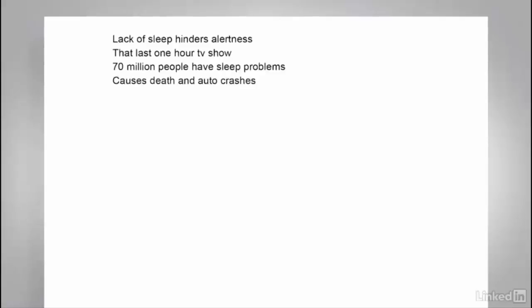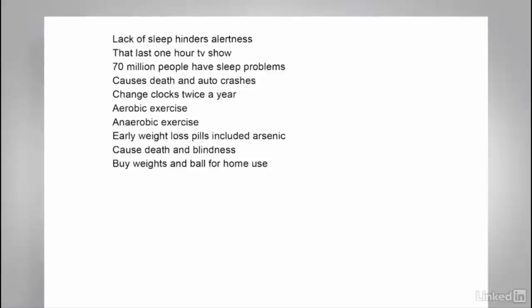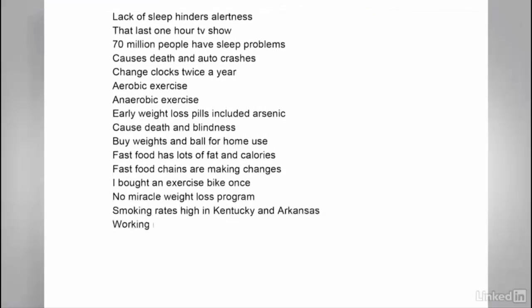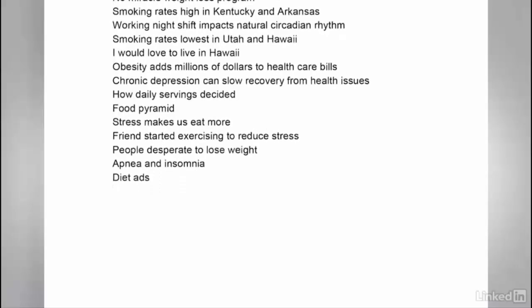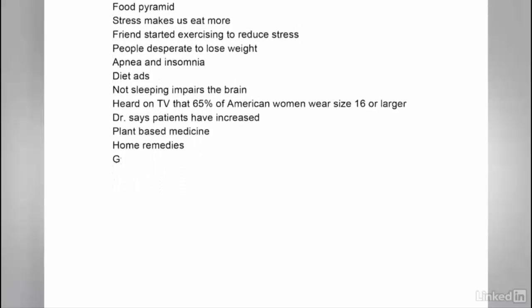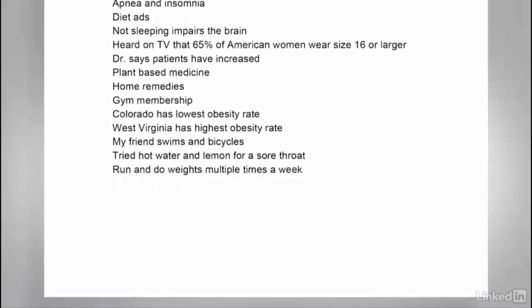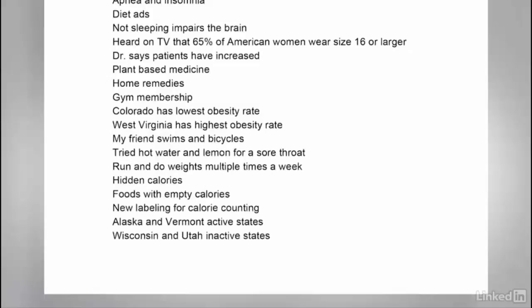What are some of the key ideas? Let's look at this list. 70 million people have sleep problems. Early weight loss pills included arsenic. Fast food chains are making changes. Working the night shift impacts the natural circadian rhythm. Food pyramid, diet ads, gym membership, and hidden calories.